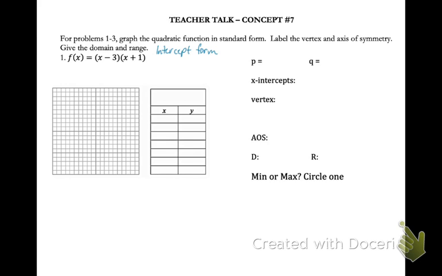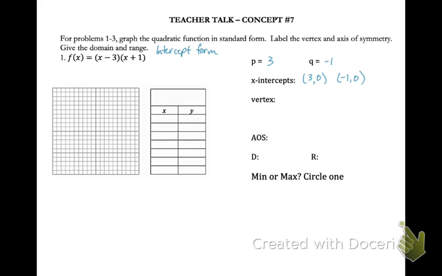So with intercept form, the first thing we want to pick out are the x-intercepts. So remember that it's in terms of subtraction. So you say, what number is being subtracted from the x's? Well, a positive 3 and a negative 1. So that means you have x-intercepts at the points 3, 0 and negative 1, 0.